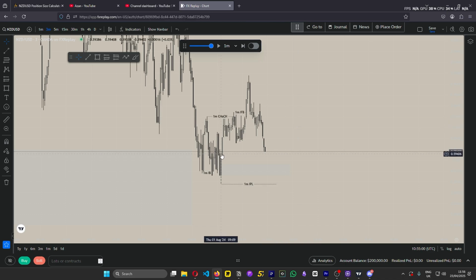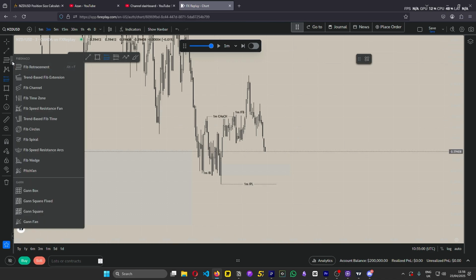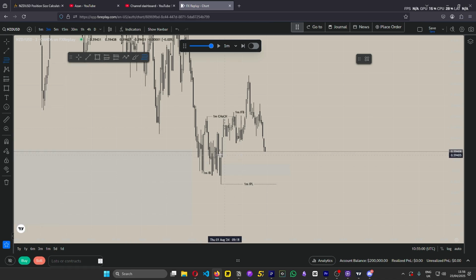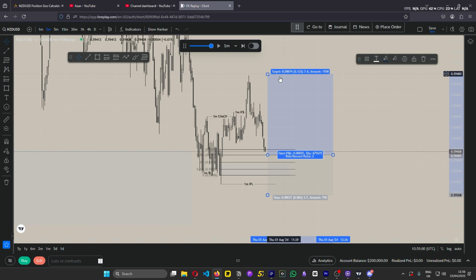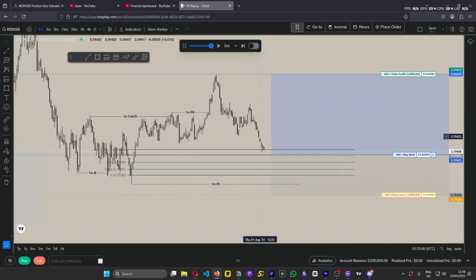Let's see if there's a better POI. You know, I think I should, yeah, let me just do that. I think I should use the Fibonacci 2. I'm gonna enter off of this because I think I should be able to still, yeah, I think I should be able to get 2. So I'm gonna enter this one to start the day off.